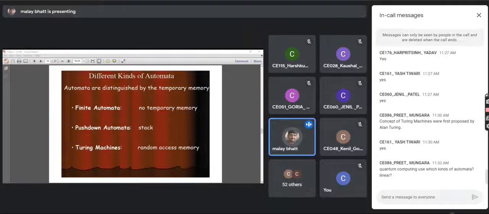So I think these four automatas are clear to you, what these four automatas are and what their different capabilities are. And the Turing machine, the highest one, is the real computer.